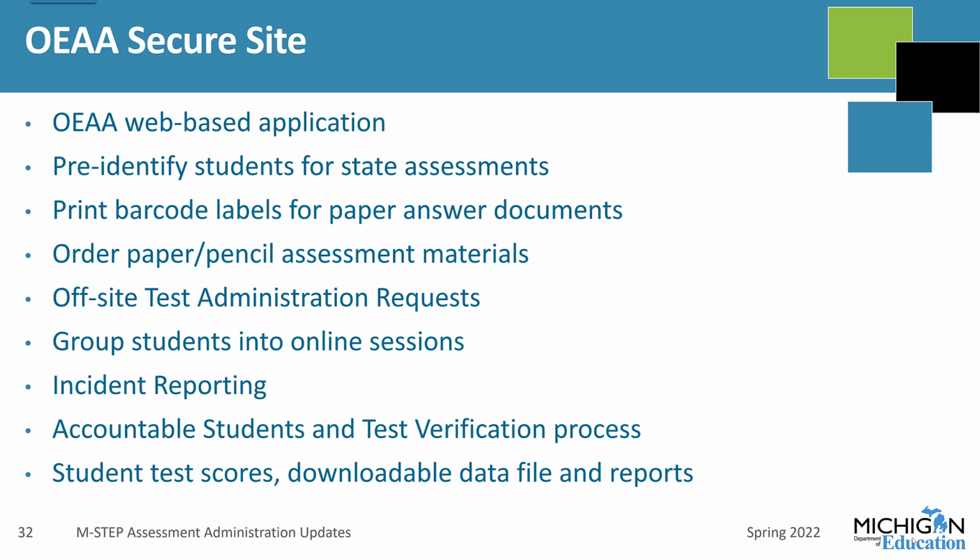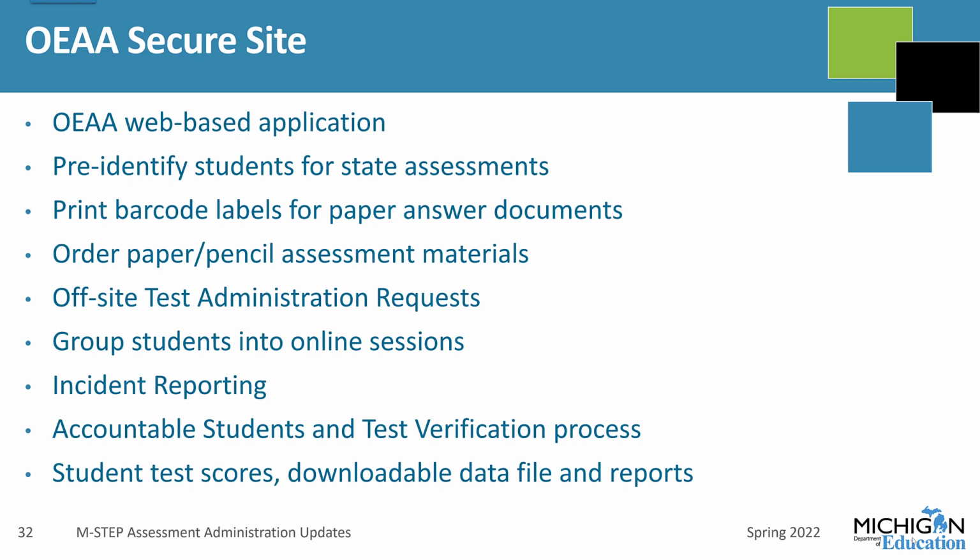Which leads me to ordering paper pencil assessment materials. Your pre-ID list of students is what determines your initial material order, unless you go in to select additional items at that time. If something changes after the initial material order, for example, you have a student who needs paper pencil materials that you didn't previously plan on, or you have students enroll who need testing materials, then you can place an additional material order according to the dates in the Important Dates documents.